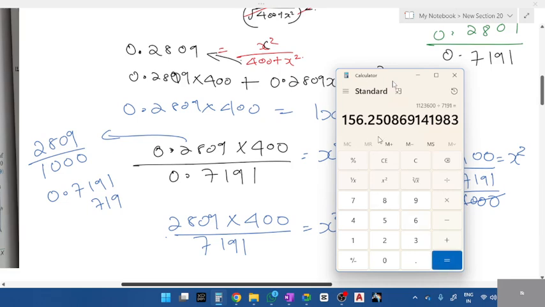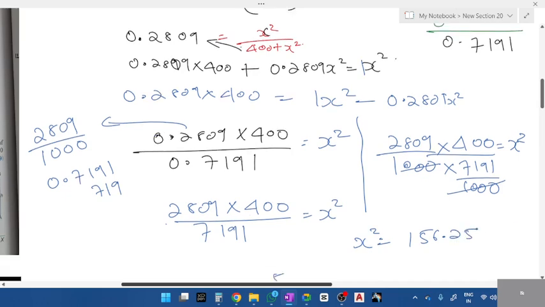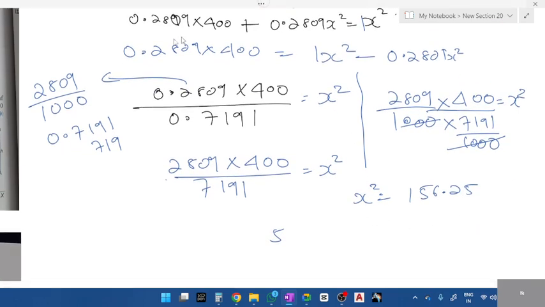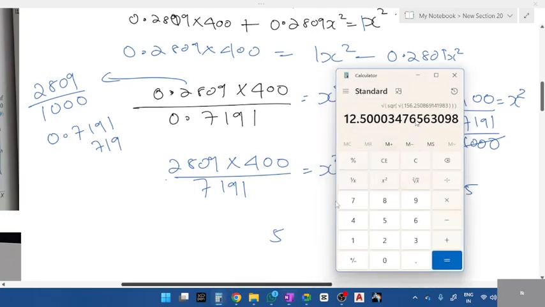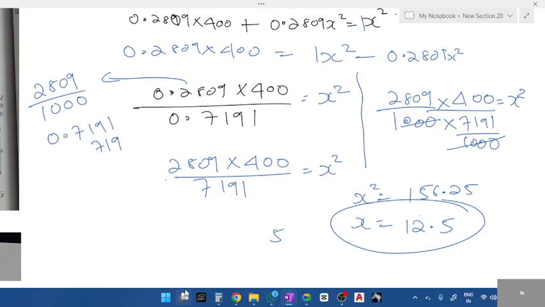156.25. If you find the square root of 156.25, the answer is 12.5. Okay, 156.25, students. You get 156.25. x square, x is equal to, if the square goes to the other side, it becomes square root. 12.5 is the answer. Such a lengthy question. 12.5.